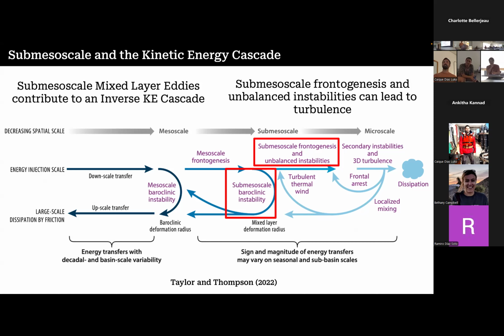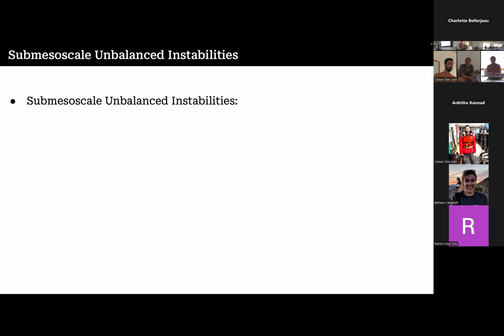Now, frontogenesis cascades energy to smaller scales by sharpening your gradients, so you're squeezing your length scale and naturally transferring energy to smaller scales. Today we're going to focus more on the unbalanced instabilities because they are the ones that can trigger Kelvin Helmholtz and lead to turbulence. And so, some examples of unbalanced instabilities.